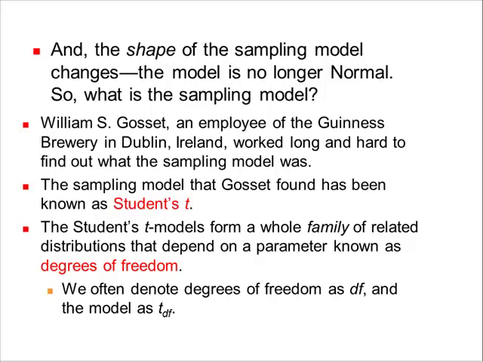The Student t models form a whole family of related distributions that depend on a parameter known as the degrees of freedom. And that basically is the sample size. The larger the sample size, the more the t model looks normal. But when you have a small sample size, it's still unimodal and symmetric. It just has more area in the tails.